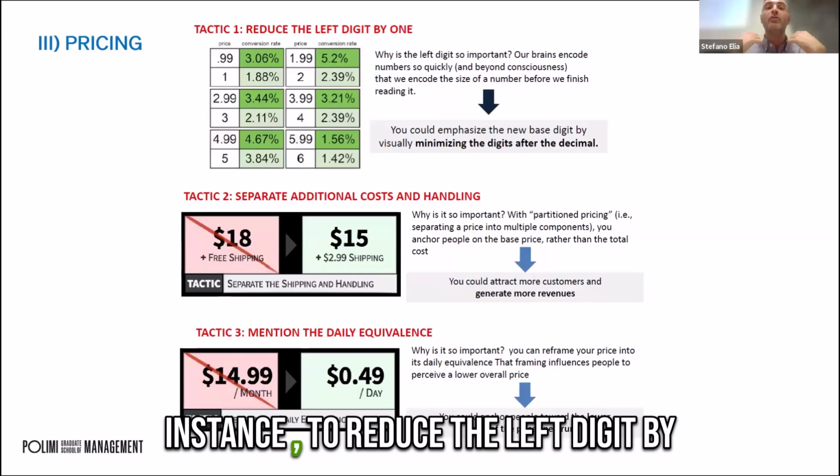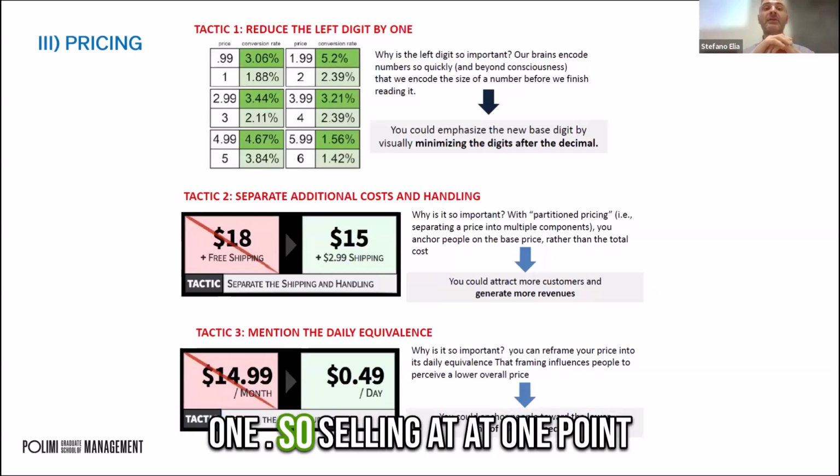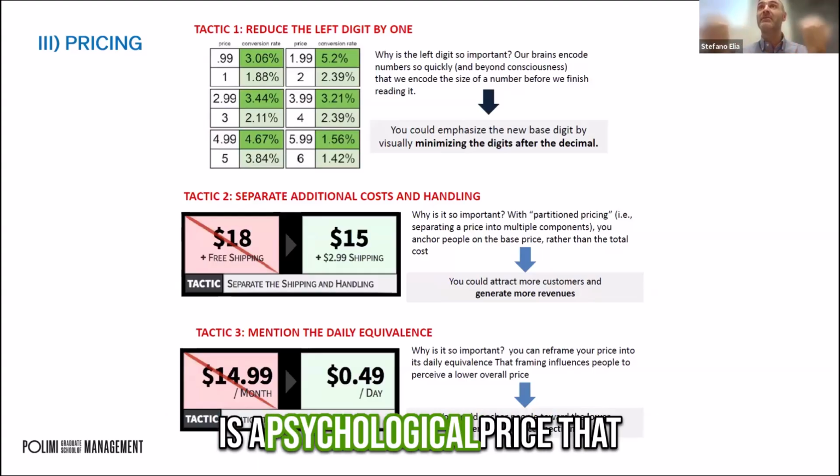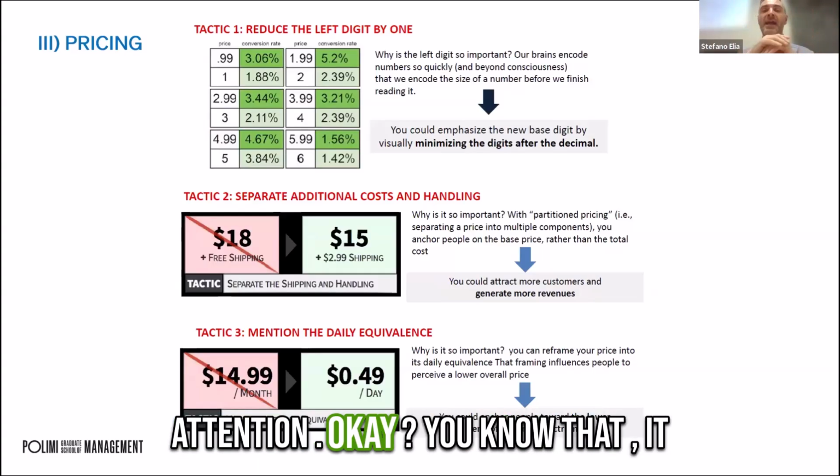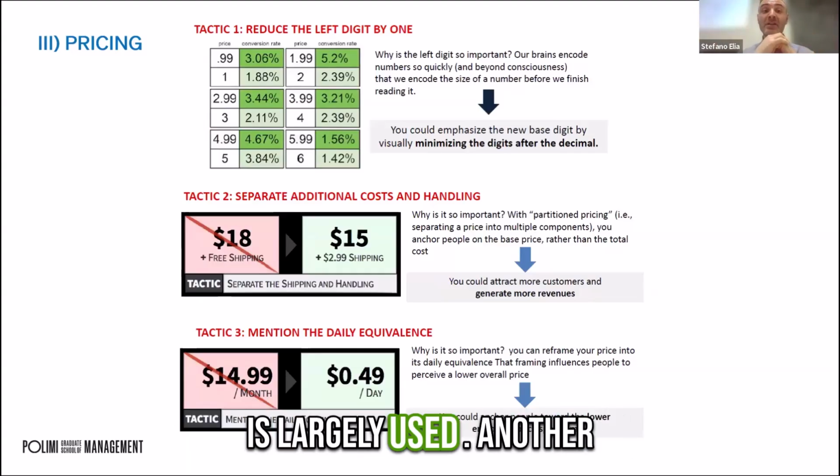For instance, to reduce the left digit by one, so selling at 1.99 instead of 2. This is a psychological price that attracts much more attention. Okay, you know that it is largely used.